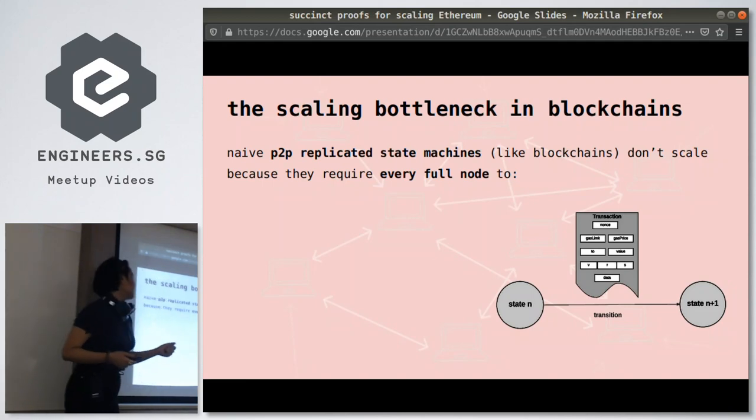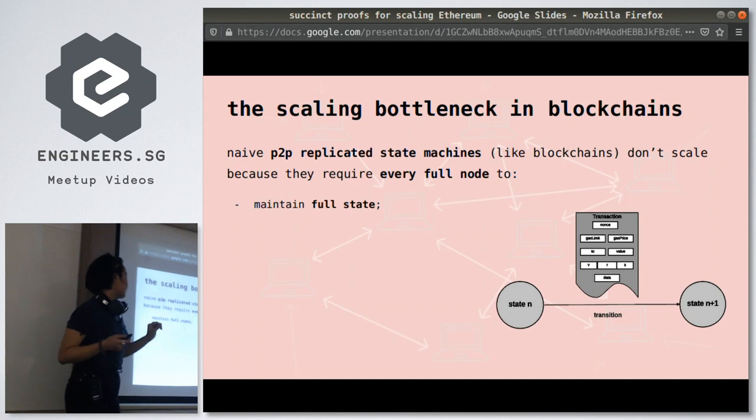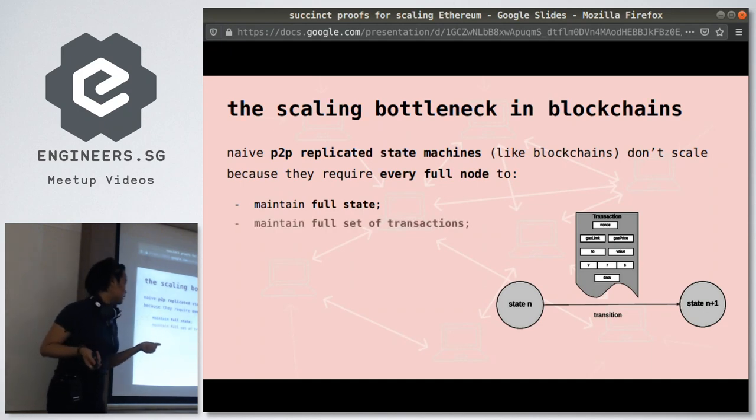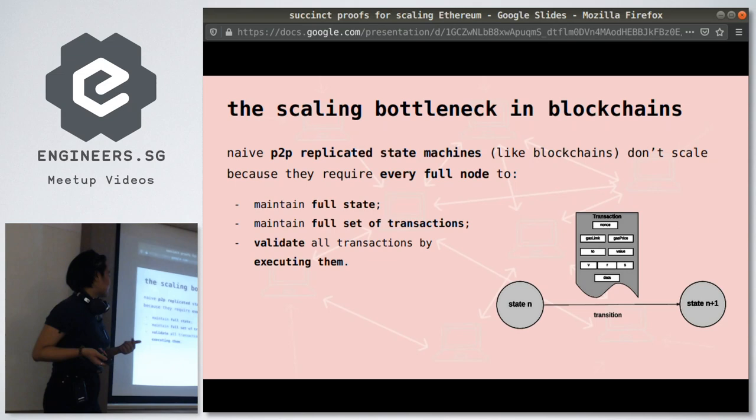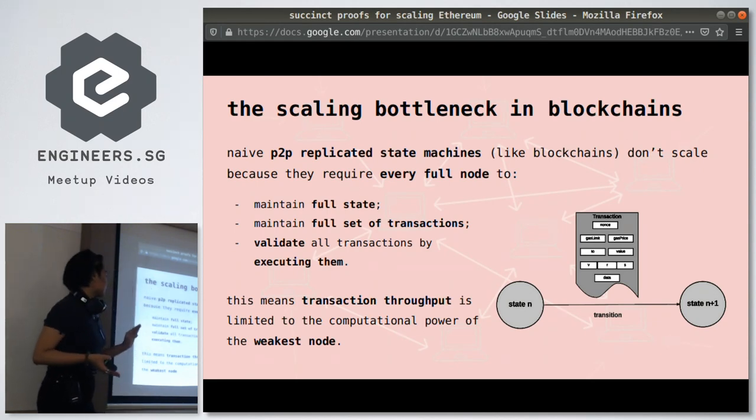The thing about such a peer-to-peer replicated structure is that it's very hard to scale. That's because every full node is required to do a lot of computation. They firstly need to maintain full state. They need to maintain a full set of transactions. And they need to validate all the transactions by executing them. So this is a lot of memory, a lot of computation. And this also means that the network is basically limited to what the weakest node can do: the rate at which the weakest node can process and execute these transactions and how many transactions the weakest node can store.